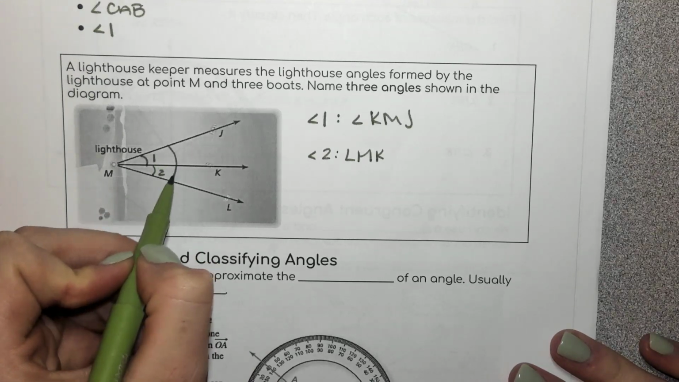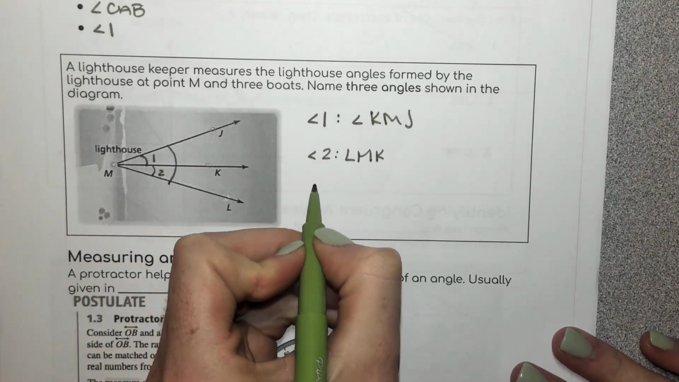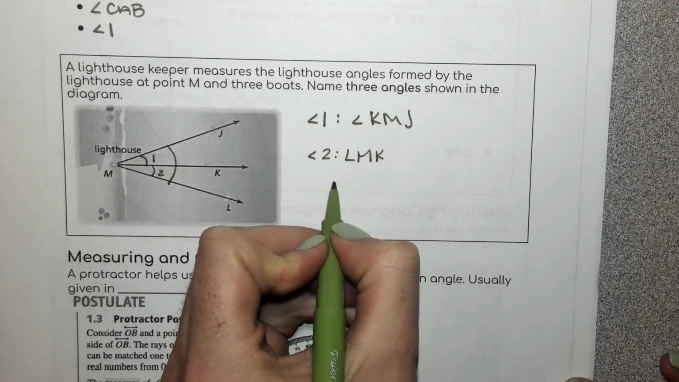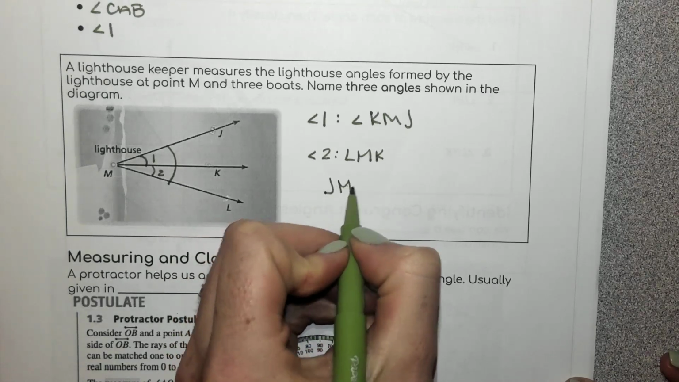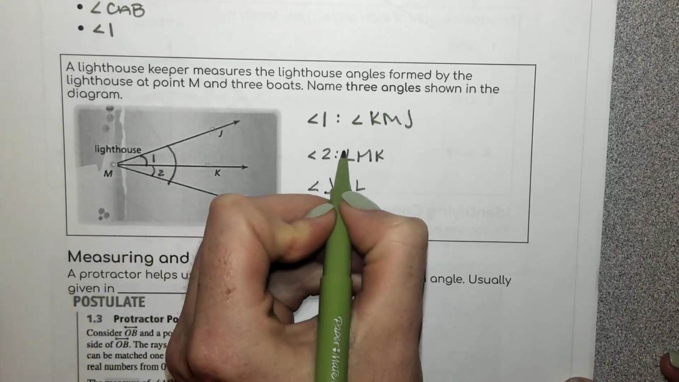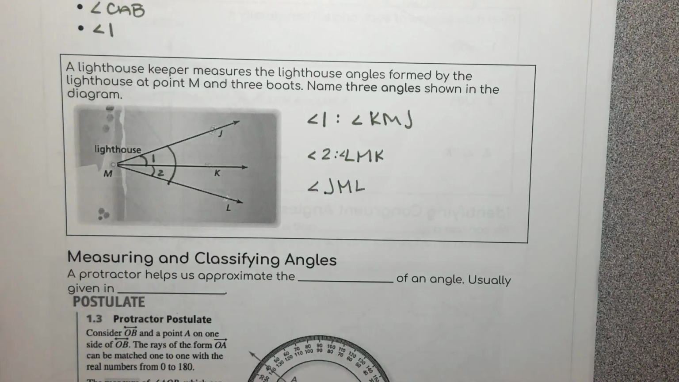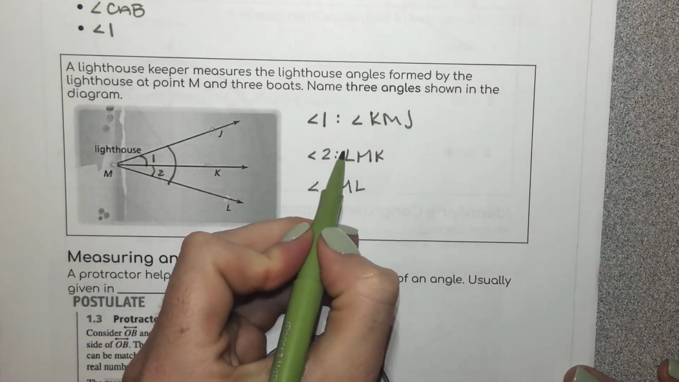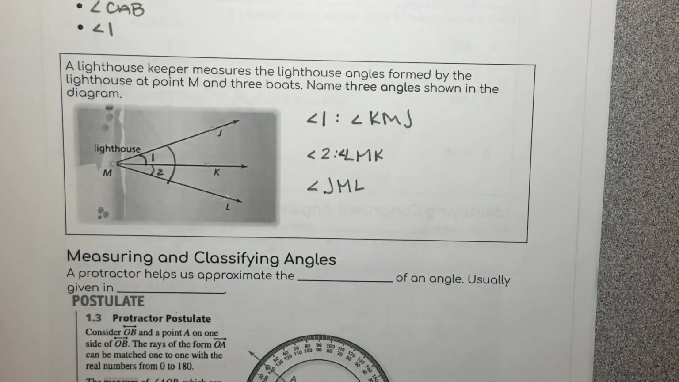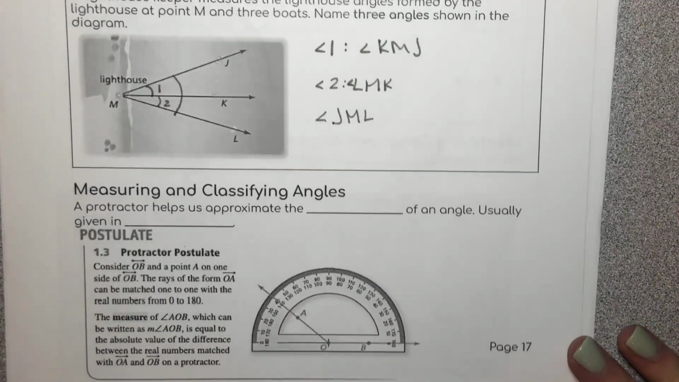And what about this whole thing? What if we're talking about the whole angle there? JML. Oh, I forgot my symbols on the last 2. Sorry. Alright, those are all angles. If you just have 3 letters by themselves, it's a plane. So make sure you add in this one because I skipped it on accident. Alright, that seems pretty easy for you.